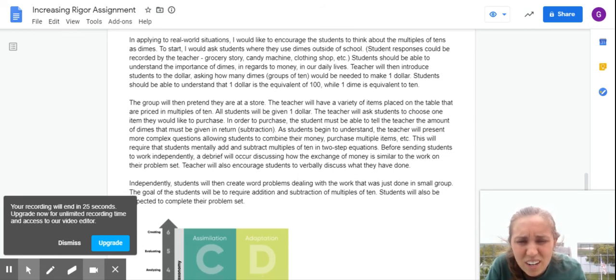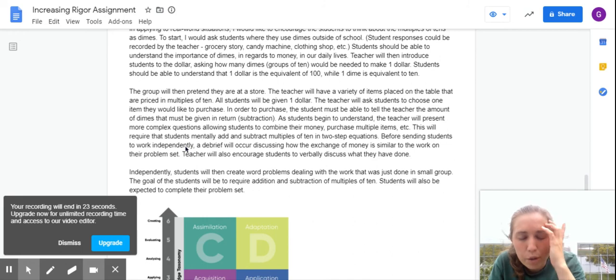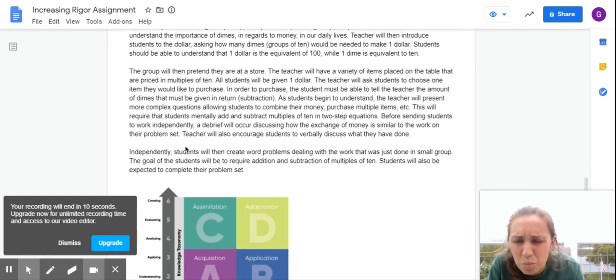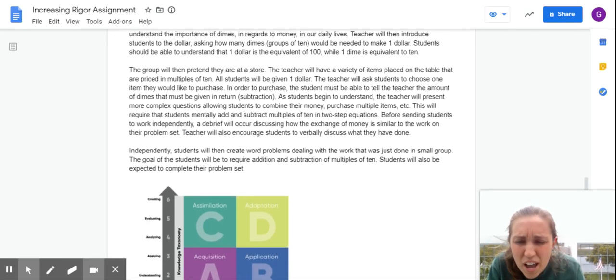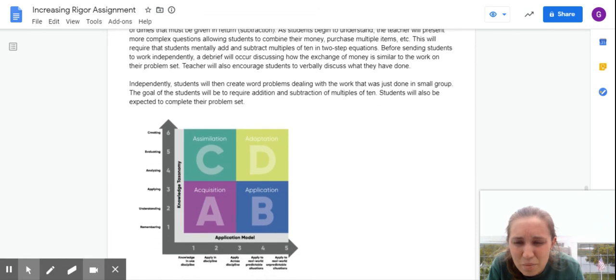So then we could even take it deeper to talk about two-step problems with addition and subtraction, like if you were to put your dollars together or if you were to purchase more than one item. So we're still adding and subtracting, but we're working with multiples. So as you can see here, I think in this lesson, my goal would be to take them to creating, because in the end, they will create word problems.